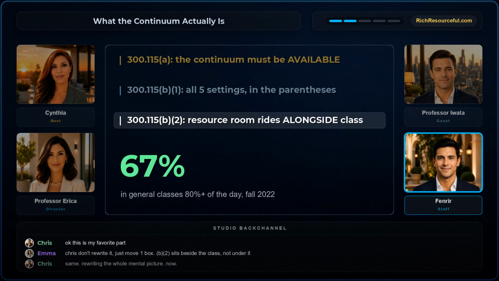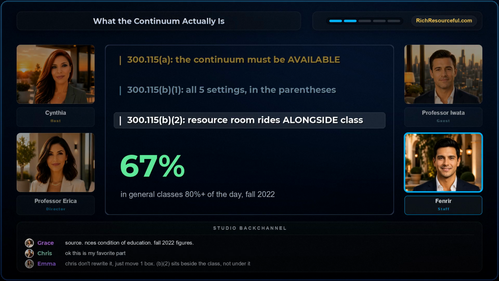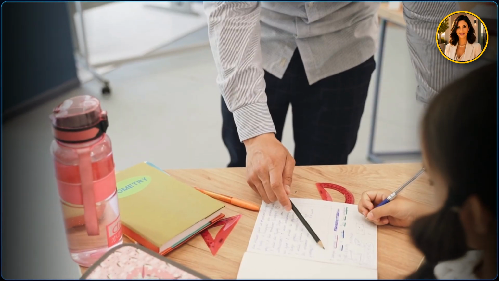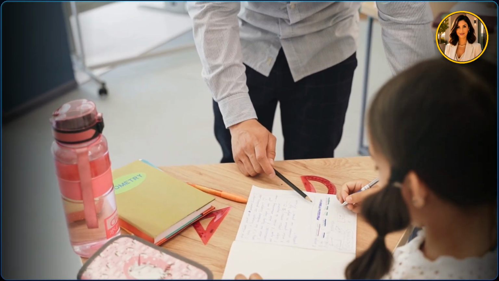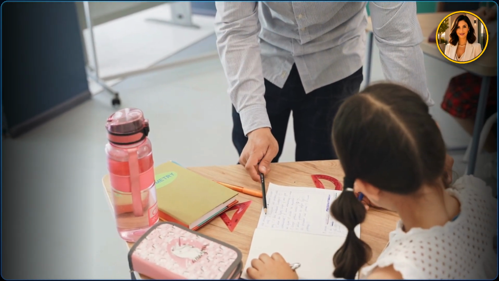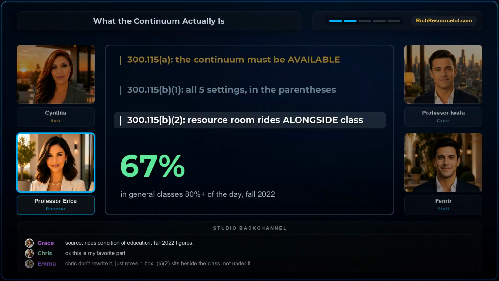So the continuum existed the whole time and that number still went up. It did. That same fall, 95% of school-age IDEA students were in regular schools. Wait until you see the box where a removal gets written down. There are 2 words inside it that everybody reads straight past.